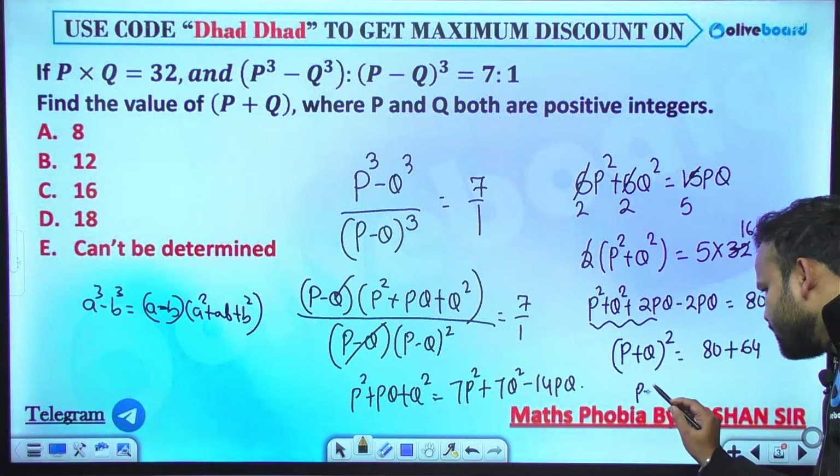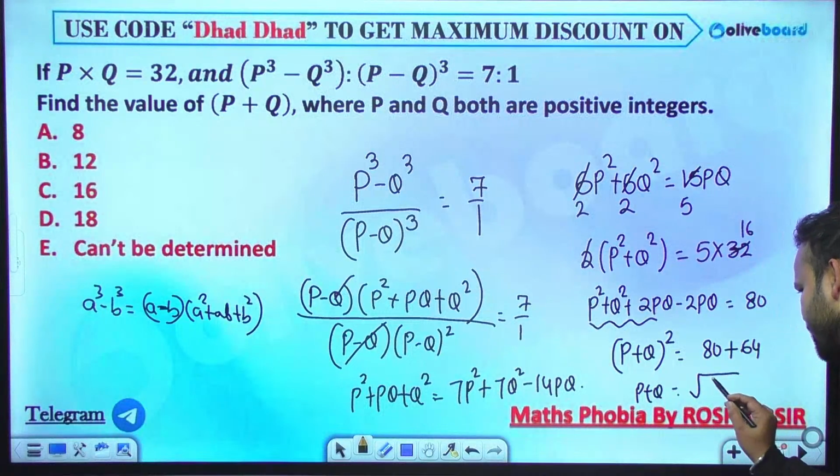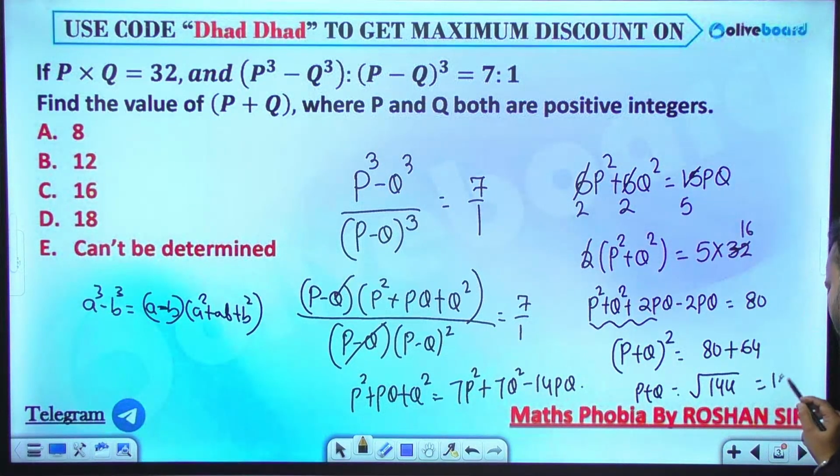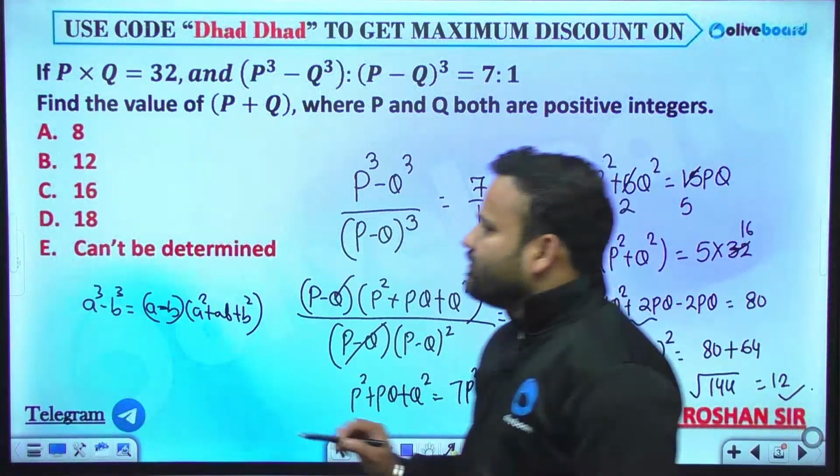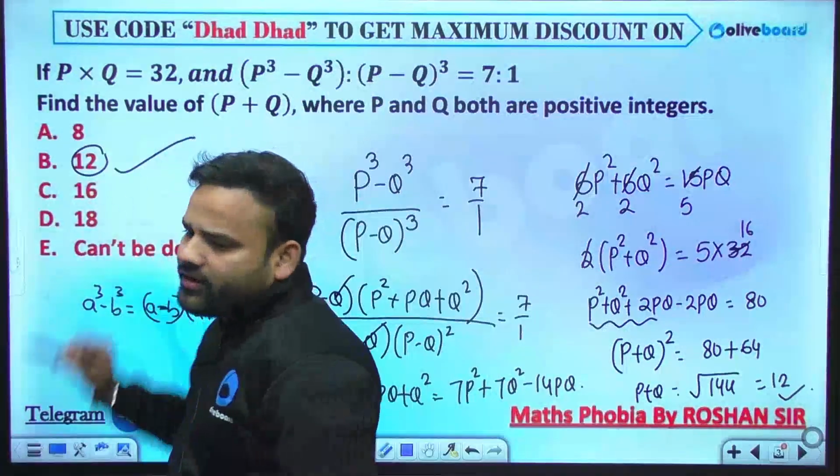So p plus q is what? P plus q is under root 144, which is 12. So the value of p plus q will be 12. That is option number B.